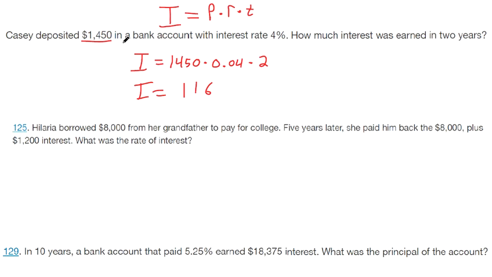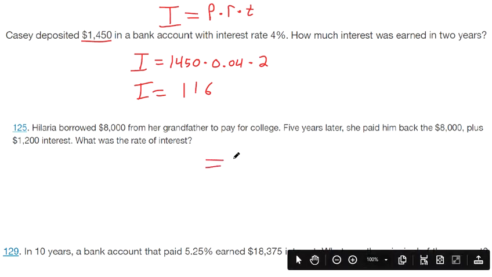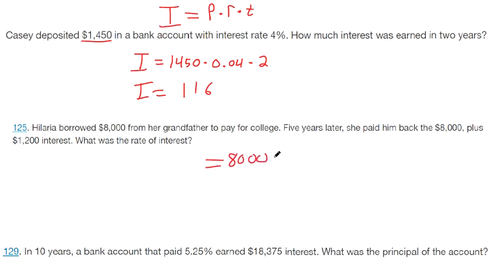Hilaria borrowed $8,000 from her grandfather to pay for college, so that sounds like a principal to me, the starting amount of a loan. 5 years later, sounds like we're going to have 5 for T, so I'm going to put 5 where T goes. She paid it back, the $8,000 plus $1,200 in interest. So we put $1,200 over here for interest. And then they're asking us to solve for R.